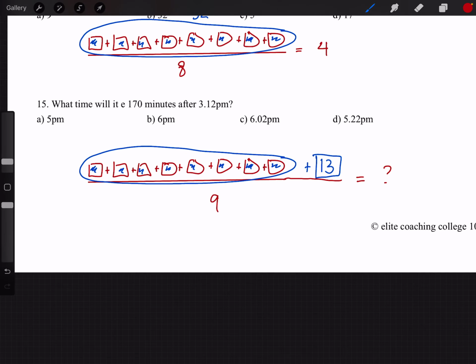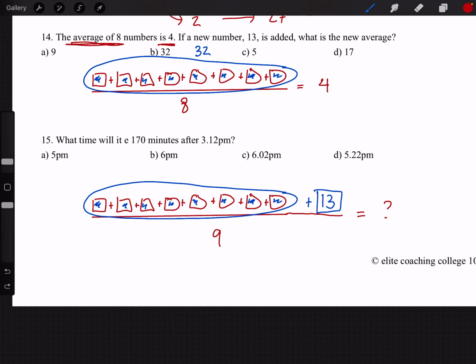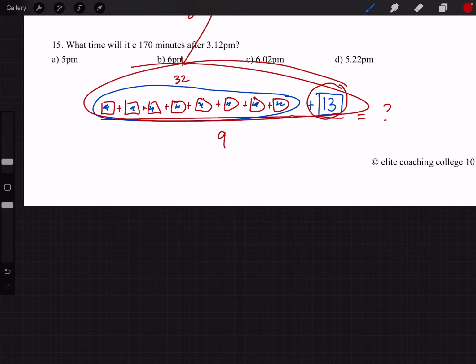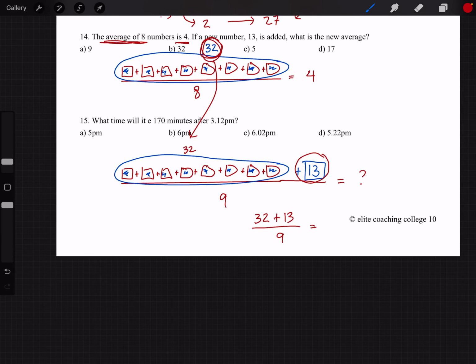Well, we know that to find the average of the numbers, we have to add them all up and find a total. So how do we find a total? We know that the first 8 numbers add to 32. We found it out from here. The first 8 numbers add to 32, and the 9th number is 13. So what's the total of the top part here? You have 32 plus 13 over 9. And you can work that out yourself and get the answer there.